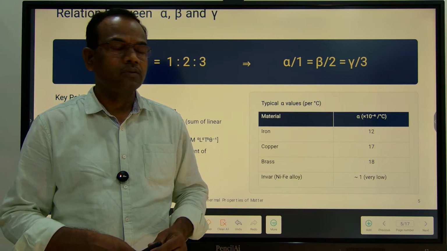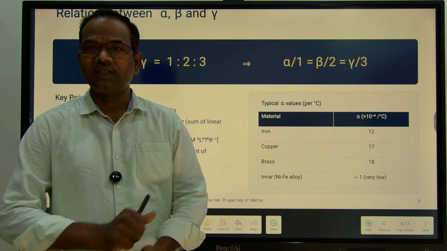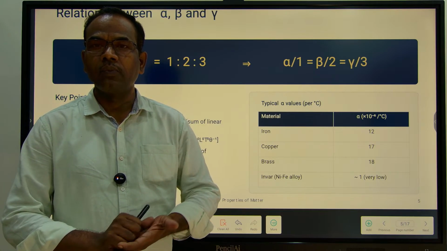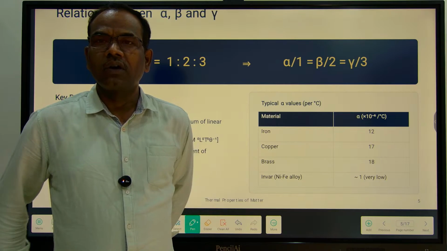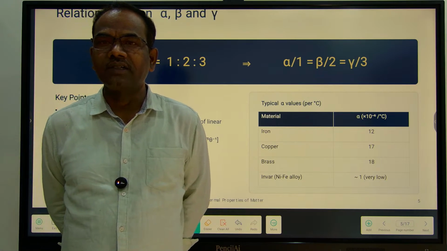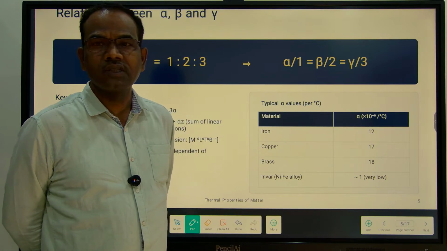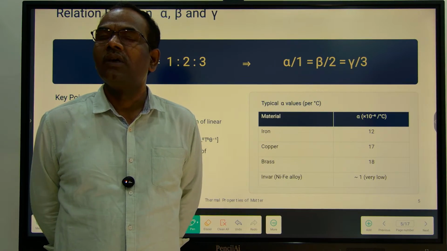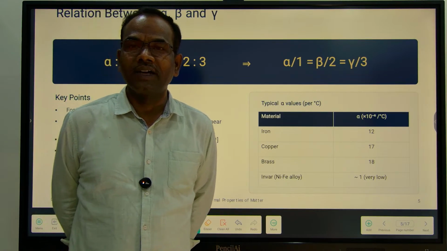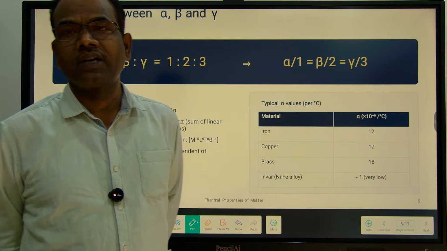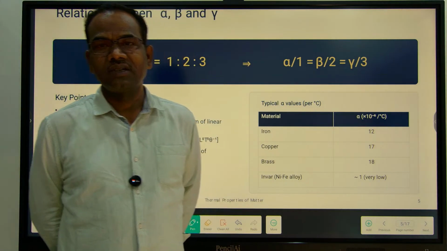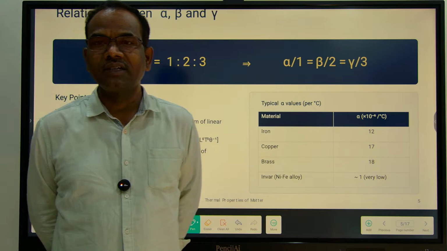So we are now discussing thermal physics. This is one of the very important chapters for all competitive examinations after 12th class. This thermal physics includes thermal properties of matter, KTG, and also thermodynamics. KTG means kinetic theory of gases, right?